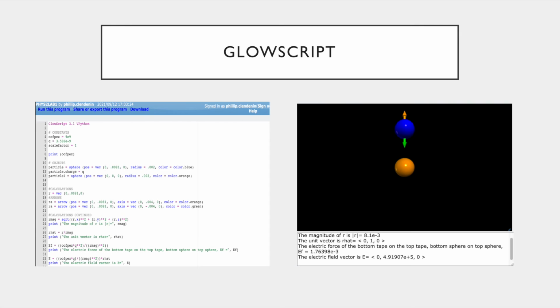Continuing on, here we have my GlowScript code, which aims to show the electric force or total forces acting on the top piece of tape, which in this case is the blue sphere. Here we have two arrows. They are equal in magnitude and opposite in direction. The orange sphere is enacting the orange arrow, and that's why they're the same color, while the green arrow is acting as the gravitational force.